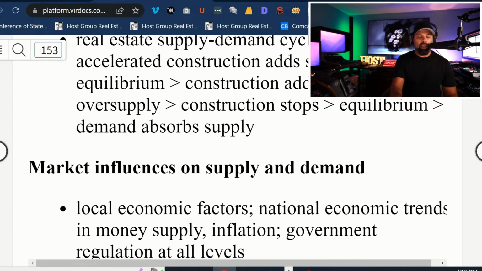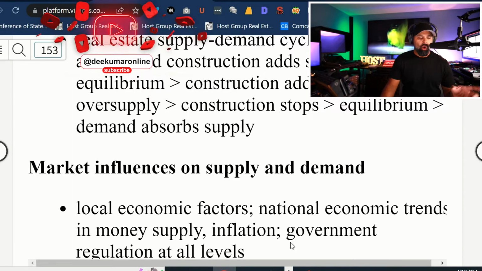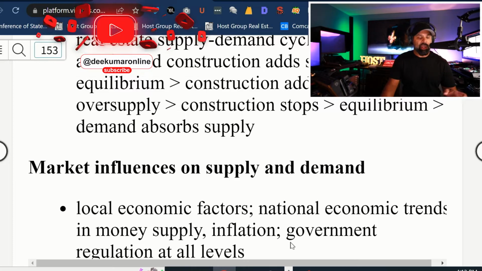Then we go to market influences on supply and demand: local economic factors, national economic trends and money supply, inflation, and government regulations at all levels. These are all of the components that affect market influences on supply and demand.